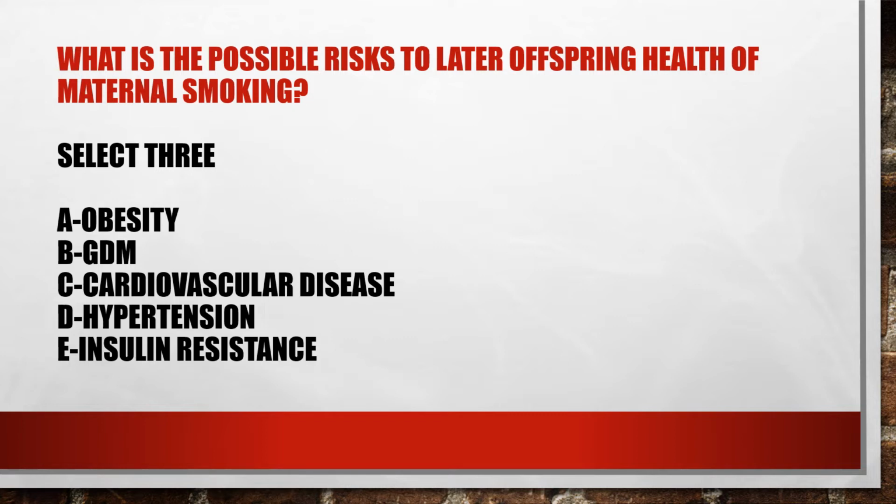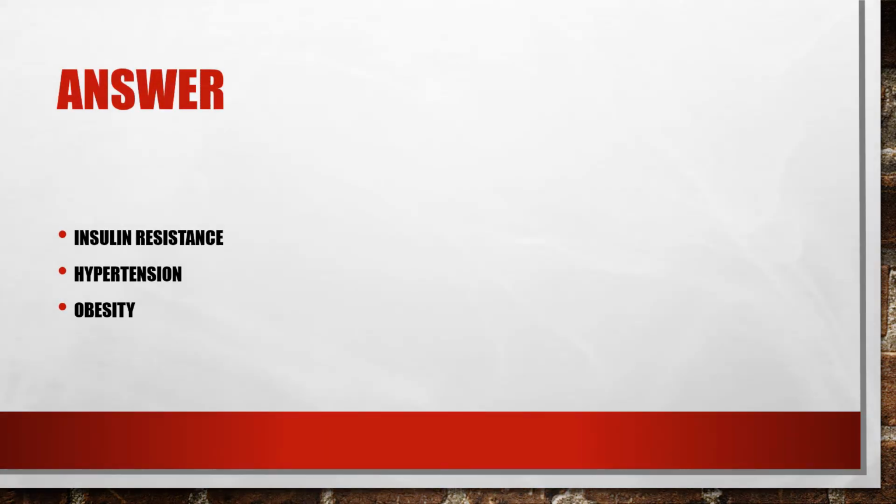What are the possible risks to later offspring health of maternal smoking? Select three from the list below: obesity, GDM, cardiovascular disease, hypertension, or insulin resistance. The answers are insulin resistance, hypertension, and obesity.